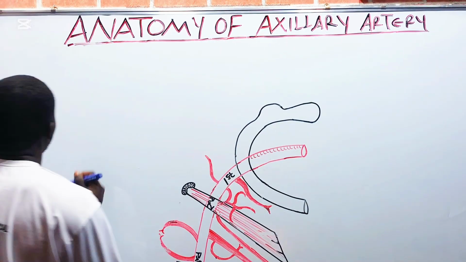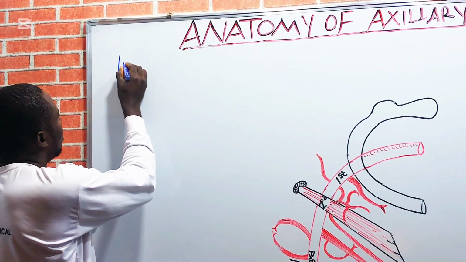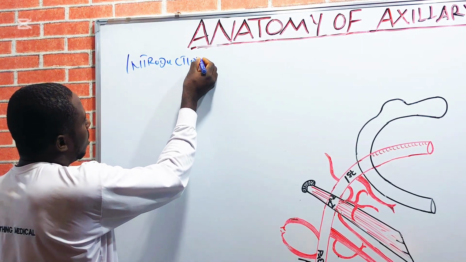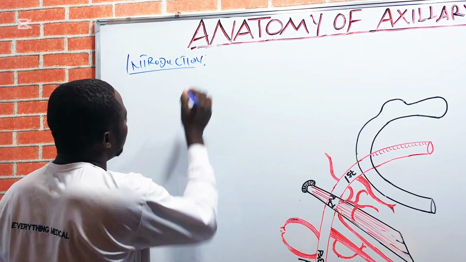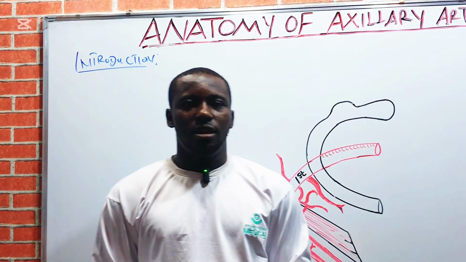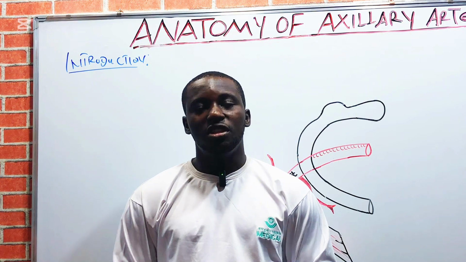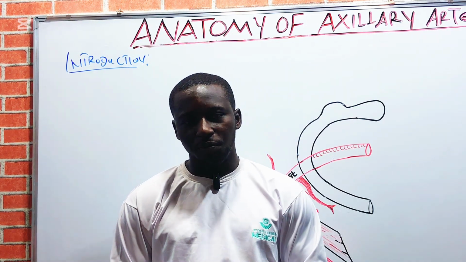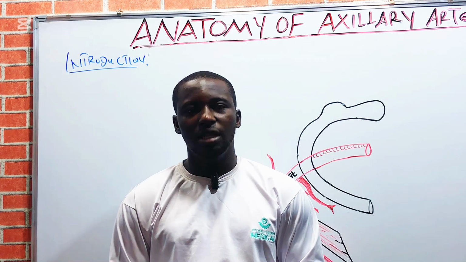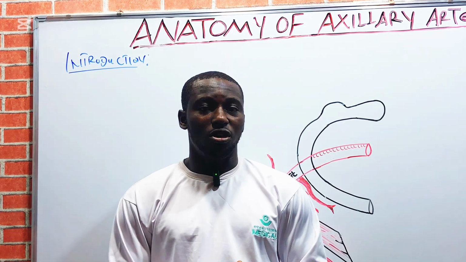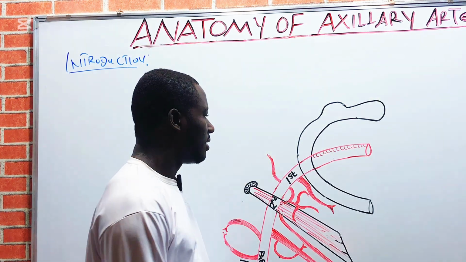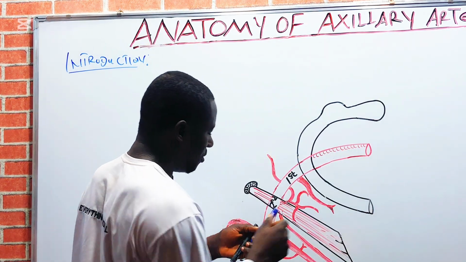The introduction. What is the axillary artery? The axillary artery is the main artery of the upper limb, which is a downward continuation of the subclavian artery. That is the concept of the axillary artery. It is the main arterial stem of the upper limb, which is the downward continuation of the what? Of the subclavian artery. As you can see here, this is the first rib.